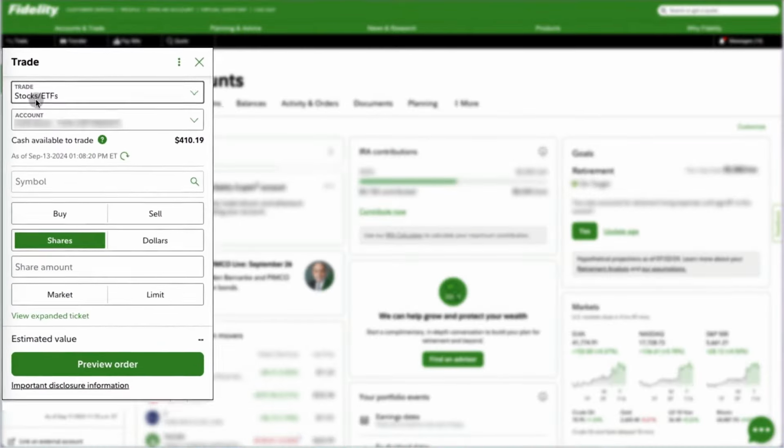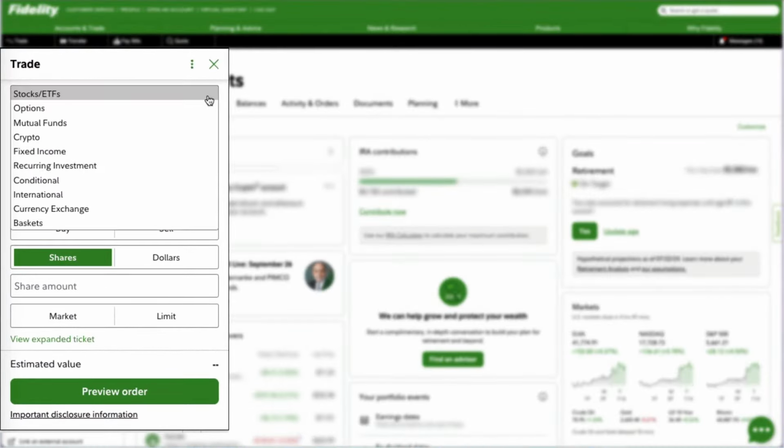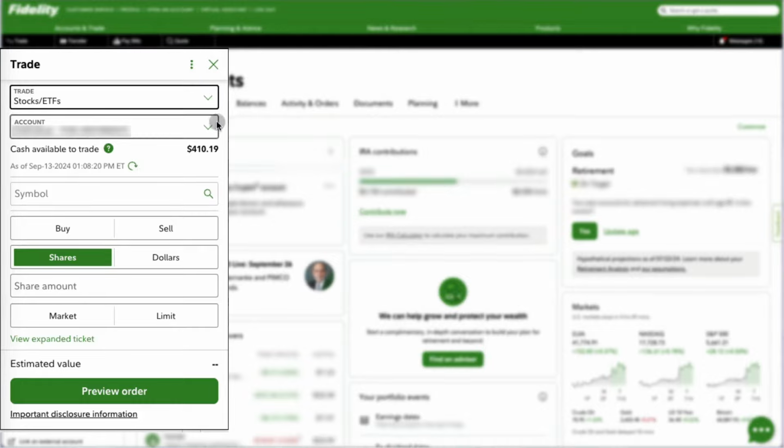A pop-up menu will appear with several options. First, choose what you would like to trade: stocks, options, mutual funds, crypto, etc. We are only focusing on stocks and mutual funds. I will select stocks/ETFs. Next, we need to choose which account to trade from.